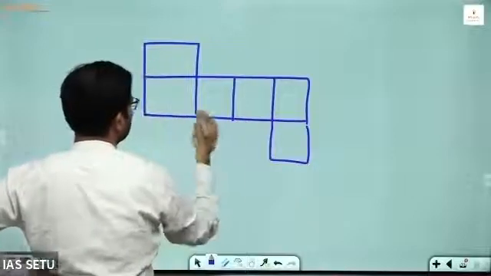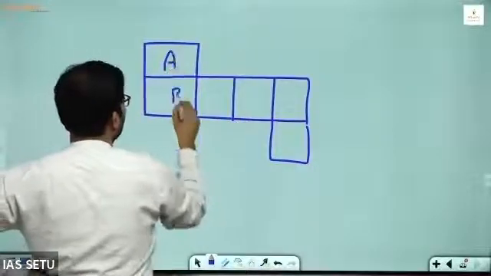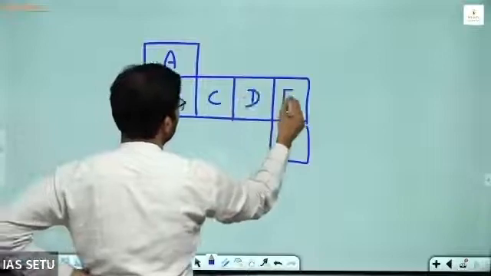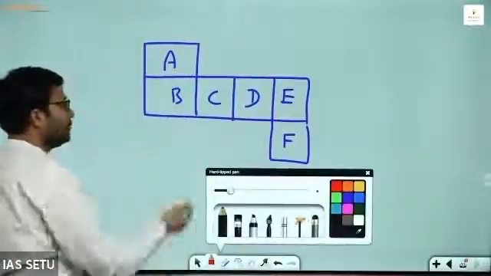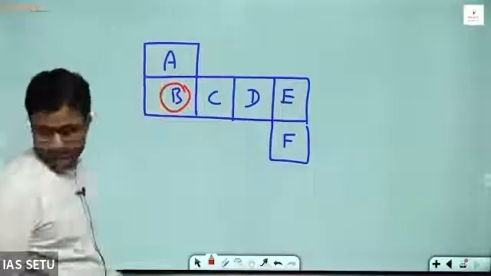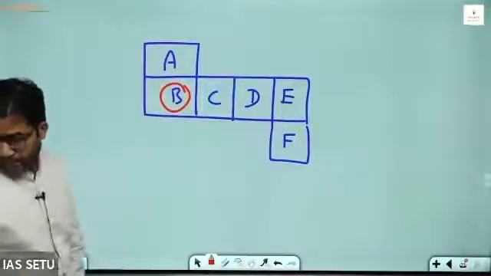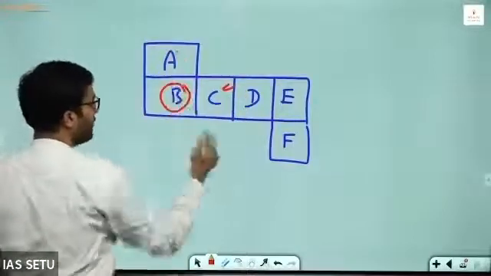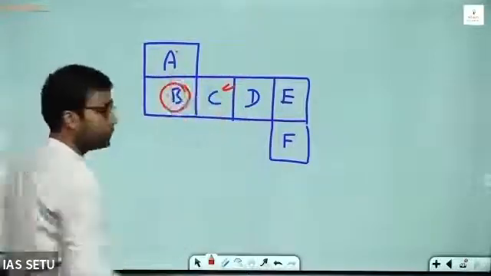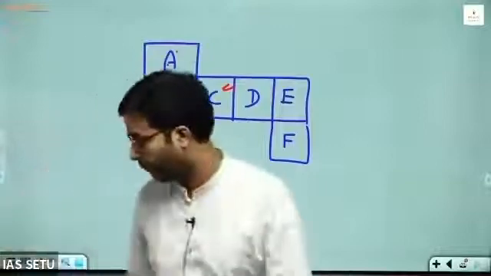Like for example, this is given: A, B, C, D, E, F. Take your time, tell me what is opposite of B. What is opposite of C? What is opposite of A? F. A and F opposite irrespective of their position.